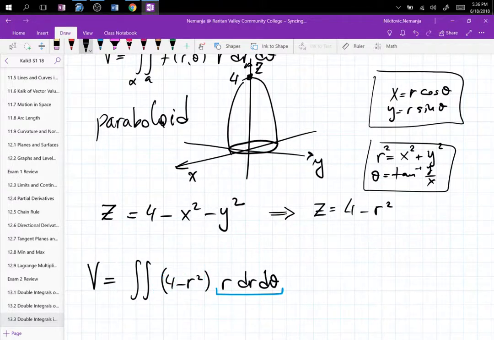Limits. Is it a full circle around? Yes, it is. So 0 to 2 pi. And now we have to talk about the radius. Observe that the radius of this function, right, is changing as you go high.